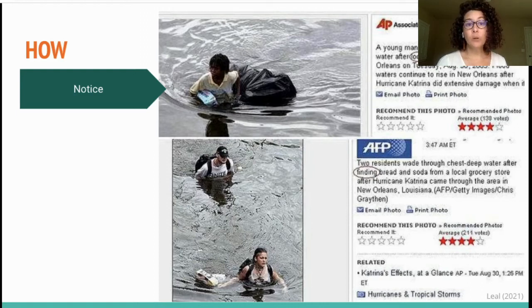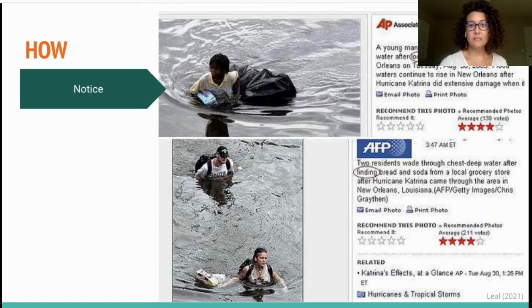So this is what I noticed. On the top, we have a young black male in the picture. In the bottom, we have a young white male and female in the picture. They're both in flooded waters. This is from Hurricane Katrina. What I also noticed is the language used on the top, which refers to the young man looting a grocery store. In the bottom, it says finding bread.